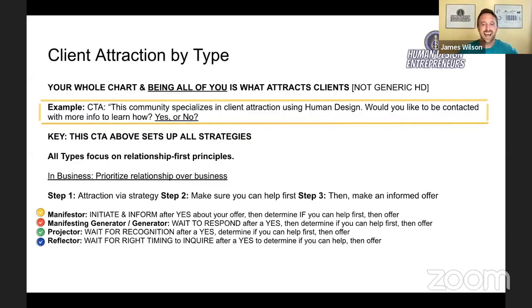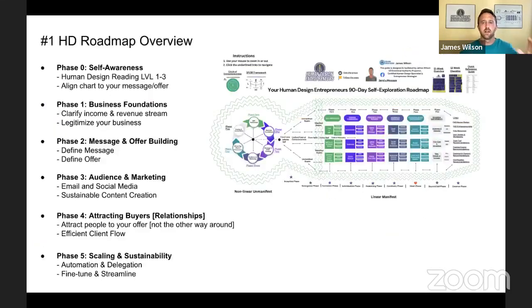Now, to get into the hows, this is where I have an overview of what it is that I do and how I work with people to guide them through this process in a completely tailored and personalized way for them based on their human design chart, which I call the Human Design Entrepreneur's 90-Day Self-Exploration Roadmap. Comment if you've heard of this before, if you've heard me talking about it. I've talked about it, but this is where I'm really going in depth of what each step is. It's a bit of a wordy title, I admit, so I usually refer to it as the roadmap or the 90-day roadmap.